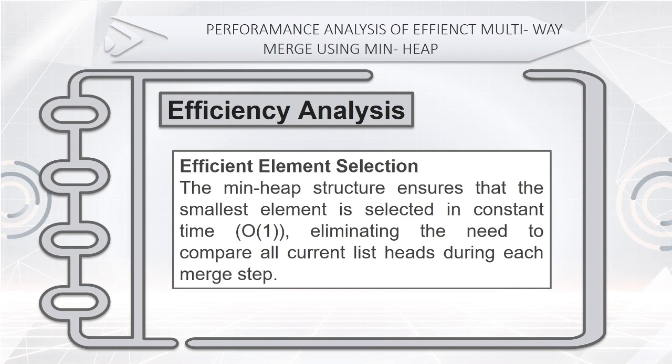O(1) time, it means constant time. It indicates that finding the smallest element in a min heap takes the same amount of time no matter how many elements are in the heap, which means it is very fast. While eliminating comparisons, using a min heap avoids comparing all the heads, or the first elements of the lists, each time you need the smallest one. This is because the min heap keeps track of the smallest element for you.